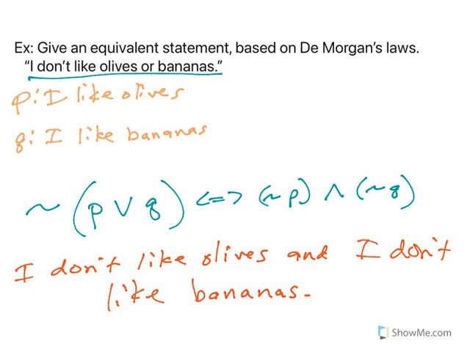Those are true. And if you look at them, you're like, well, yeah, I don't like olives or bananas is the same as I don't like olives and I don't like bananas. Logically, that makes sense in our head because they're equivalent.